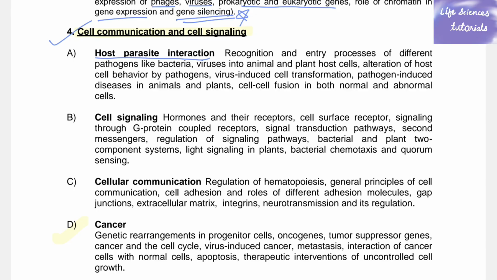I mean, cellular communication. So simple, this includes all the junctions, okay, how transport occurs and all those things. Extracellular matrix, integrins, neurotransmission, very important.